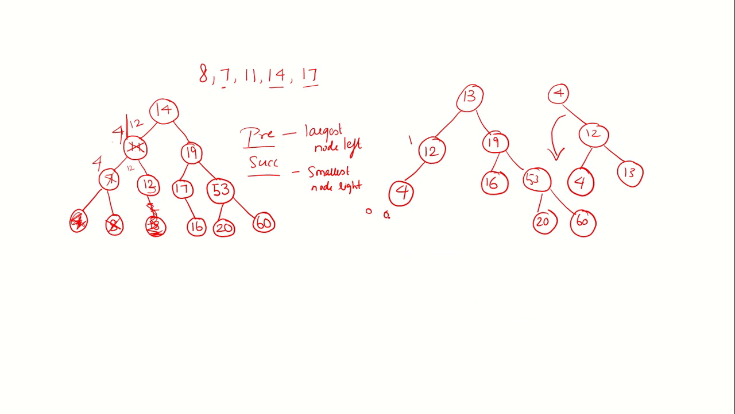Now calculate the balance factor. So this will be 0, this will be 1 minus 0. This will be 0, this will be 0, this will be 0 again, this will be 1 minus 2, so this will be minus 1. This will be 2 minus 3, so this will be minus 1. The tree is balanced, so no need to rotate.